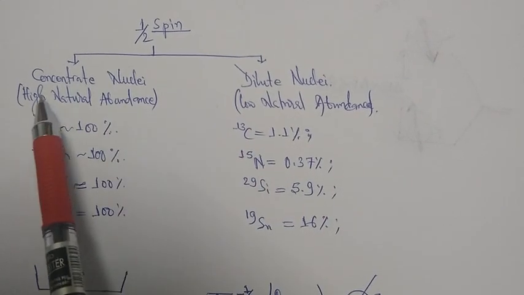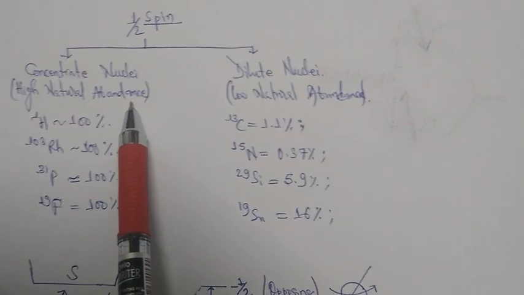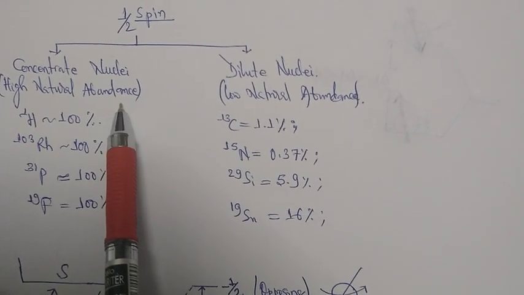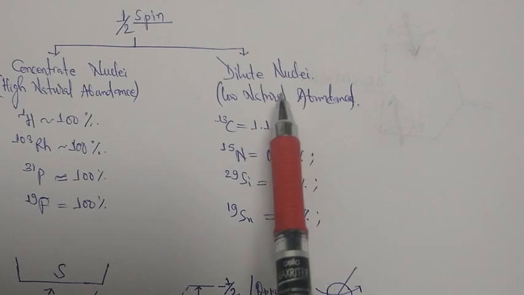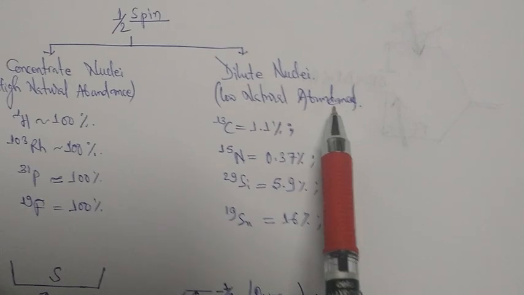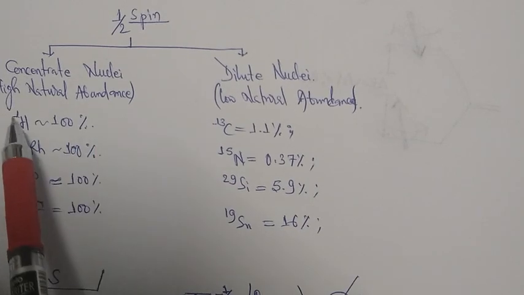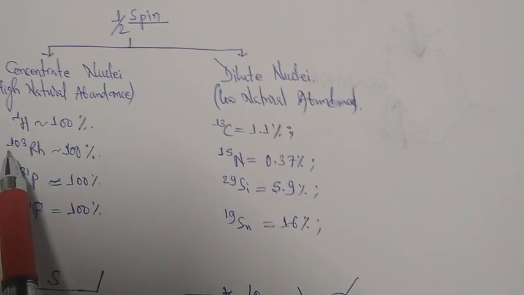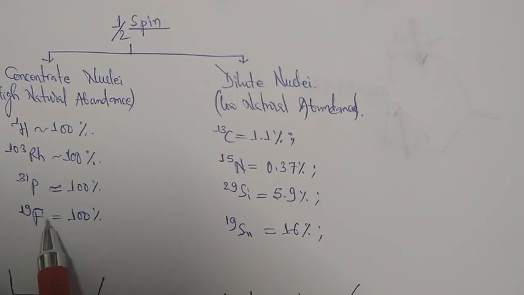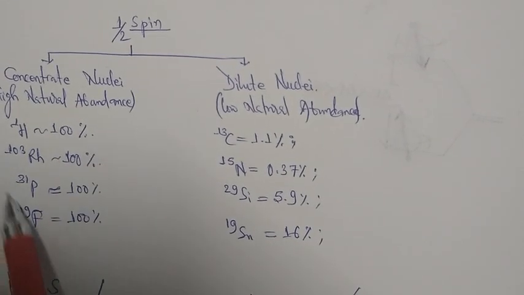The concentrated nuclei are those which have a high natural abundance, and that will remain with high effective concentration in the sample. And the dilute nuclei are those which have a low natural abundance, that will have low effective concentration in the sample. So the concentrated nuclei, for example 1H 100%, 103Rh around 100% abundance, 31P 100%, 19F 100%. These are the selected data which we need to remember at most.